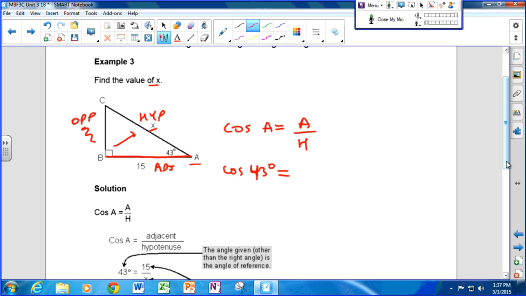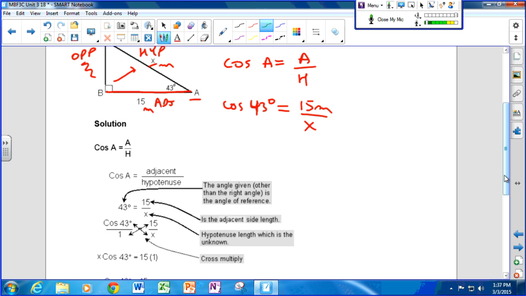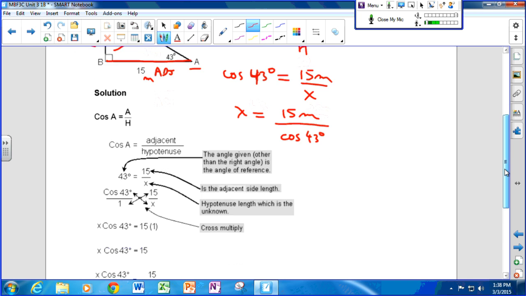Okay, so cos 43, A is the adjacent, so that's 15, let's call it meters, over X meters. There you go. Now, the only issue here might be to get that X all by itself, but remember the little trick that I showed you. I'm going to show you the next line and then I'll show you the little trick. So the next line is X equals 15 meters over the cosine of 43 degrees. That's the result of the little trick.